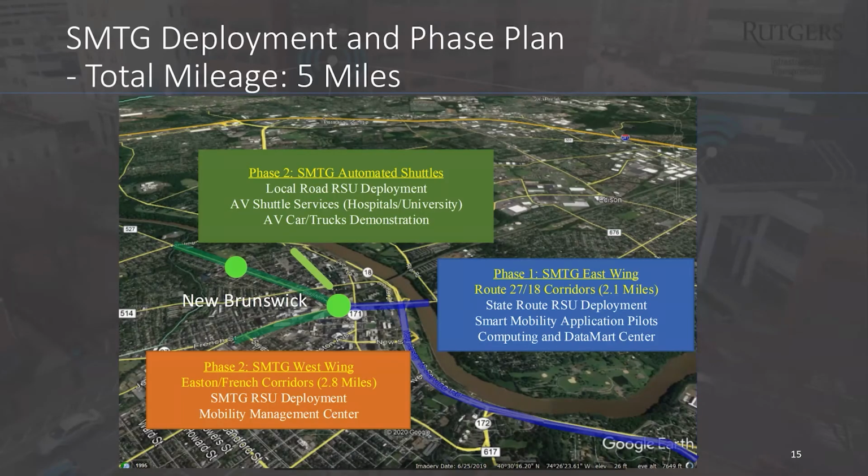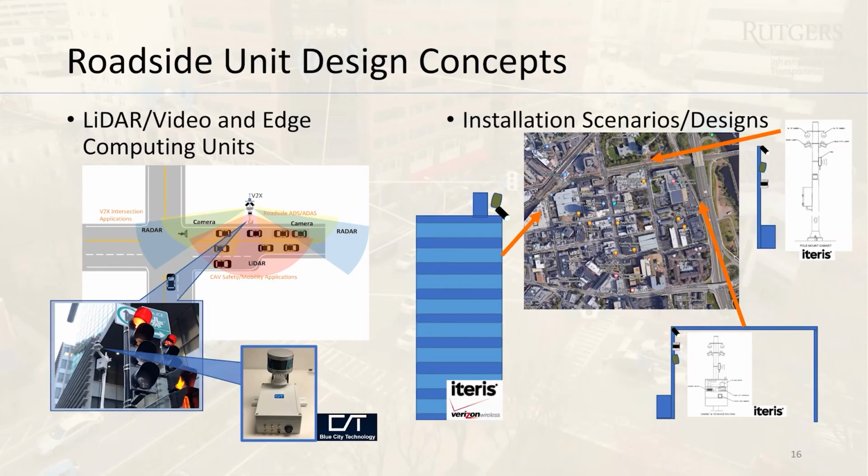This is the geographic scope of the proposed testing ground. It includes what we call the East Wing, essentially our state highways, Route 27 and Route 18, and the West Wing, which is mostly county roads and local roads, including some hospital routes and campus bus routes. We are looking at some of the detailed roadside instrumentation design that includes, from the top, the cameras, the LiDAR sensors, the edge compute, and radar sensors if needed to provide redundancy.